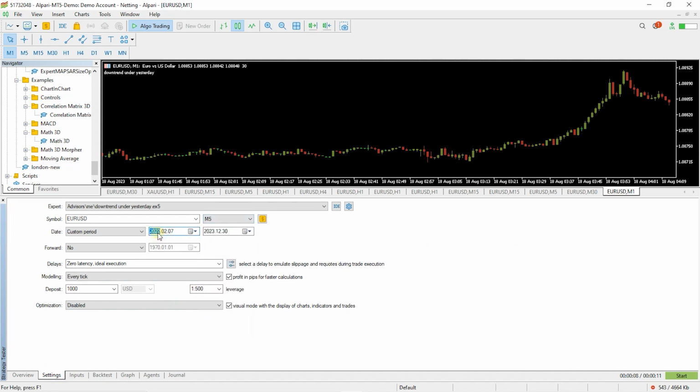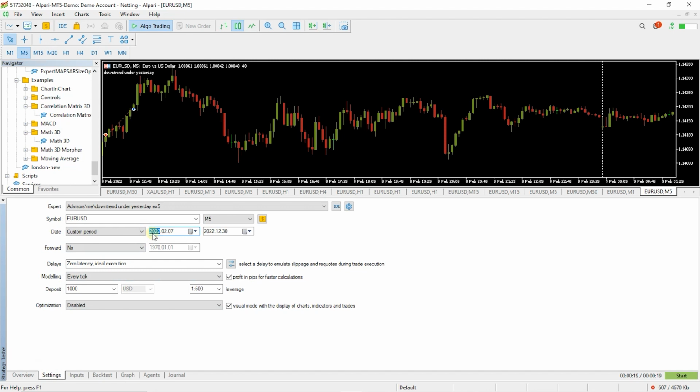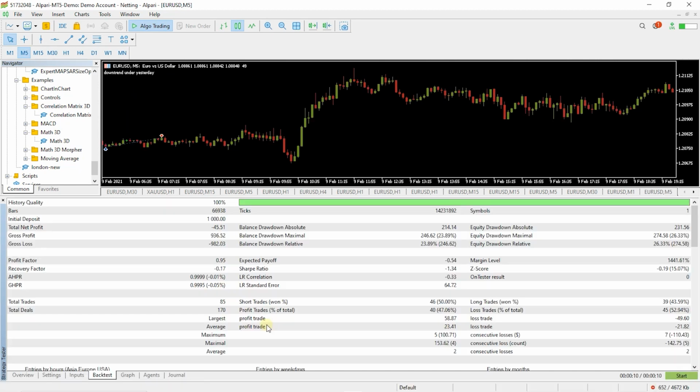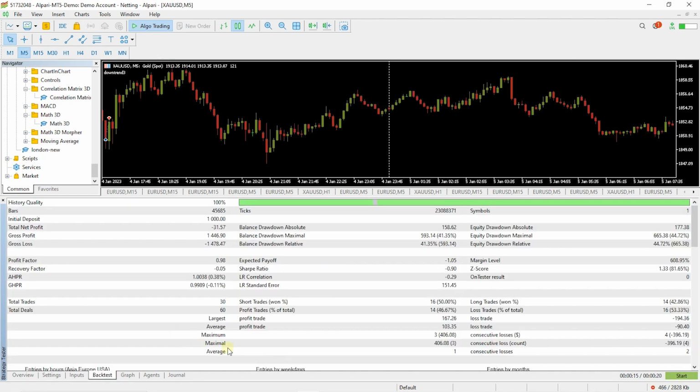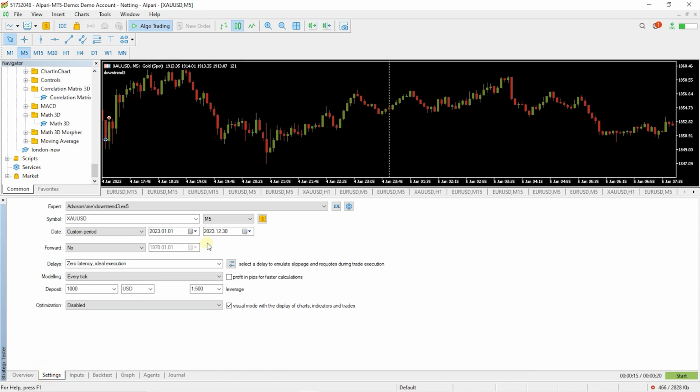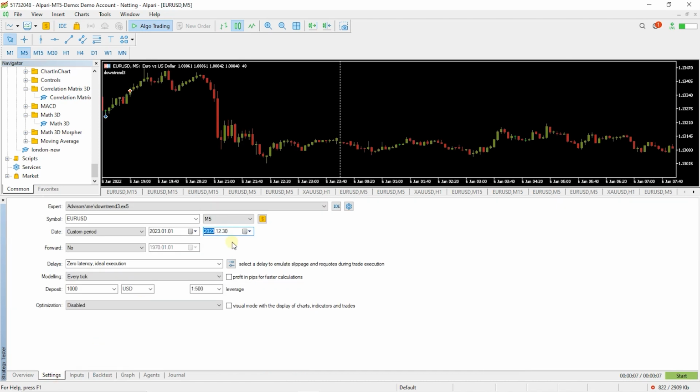I will try it for 2022. So it didn't work for 2022, I will test it for 2021. So it didn't work for other years, and it just worked for 2023. And I will test it on gold. It had -3% for gold, and I will try for other time frames. For 15 minutes it has -30% loss.